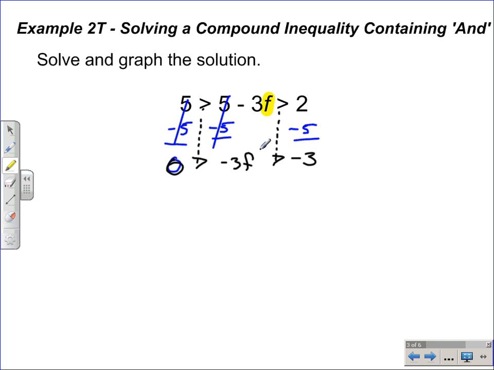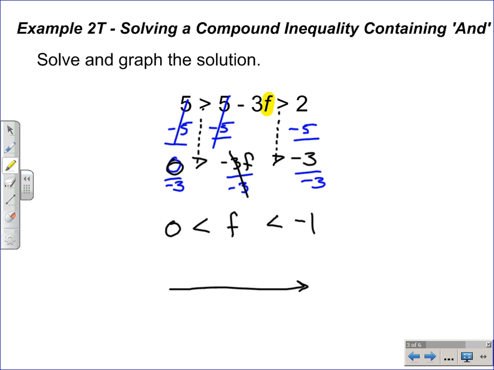The next step to isolate the f is divide by negative 3. So whatever I do to the middle, I also have to do to the left and to the right. Remember, when you divide by a negative, in this case a negative 3, to leave us f in the middle, you have to turn the inequality around. So the greater thans turn into less thans. 0 divided by negative 3 is 0. And negative 3 divided by negative 3 is negative 1. So this is our solution. The value of f has to be between 0 and negative 1.